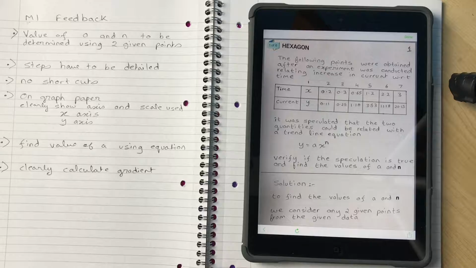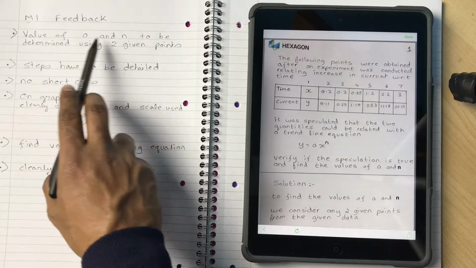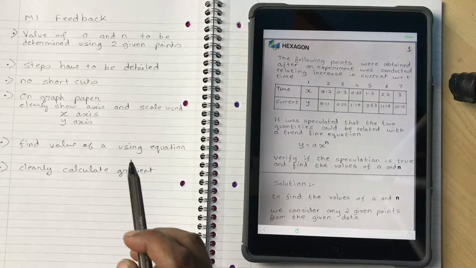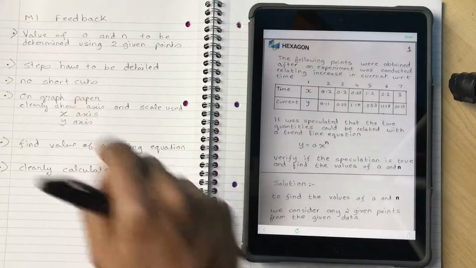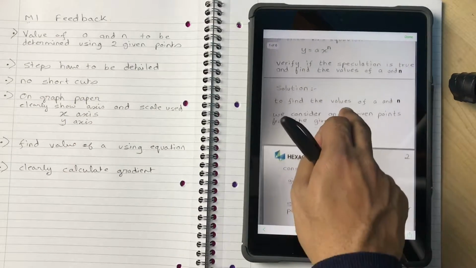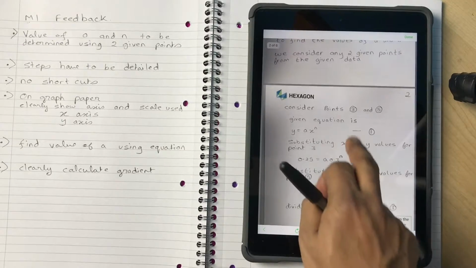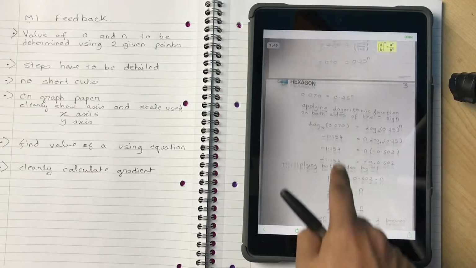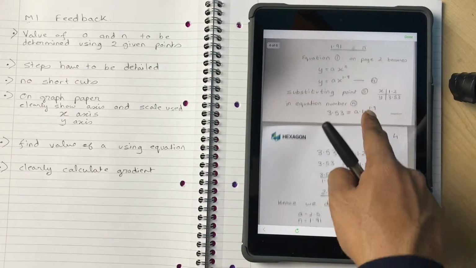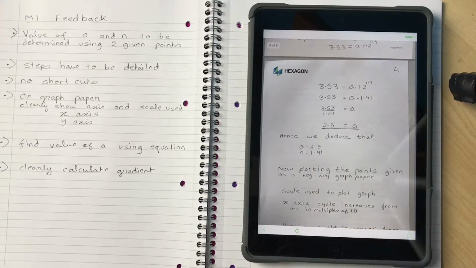When you're doing your task, you make sure that you have your value of a and n determined for the given question using two given points. Now I have done the steps over here in the solution. I have considered points 3 and 5 and I have derived the values of a and n.